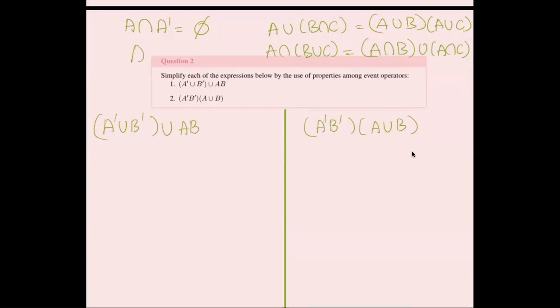When they write A prime like this, it means that A intersects with A prime. I think in the textbook, they didn't really use this symbol. They just write two sets next to each other.